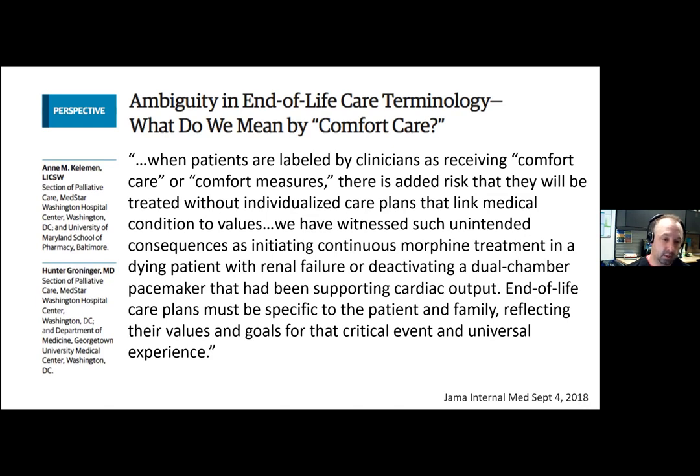We have witnessed such unintended consequences as initiating continuous morphine treatment in a dying patient with renal failure, or deactivating a dual chamber pacemaker that has been supporting cardiac output. End of life care plans must be specific to the patient and family, reflecting their values and goals for that critical event and universal experience.